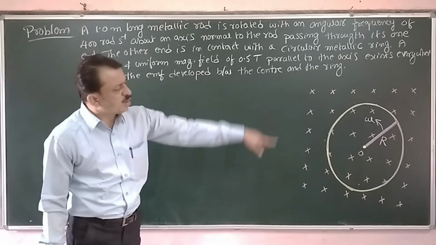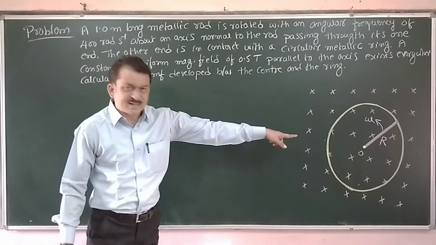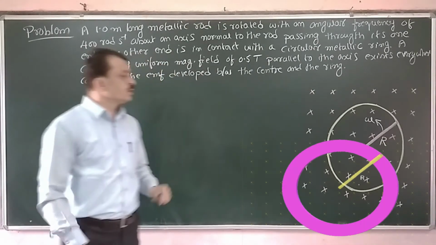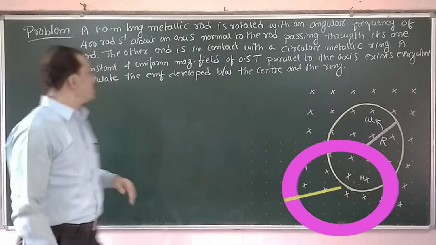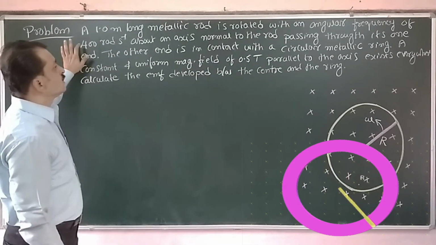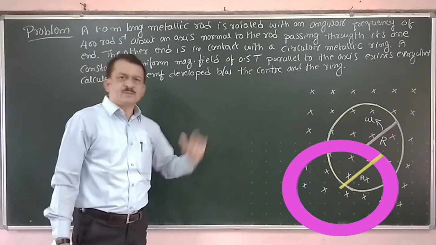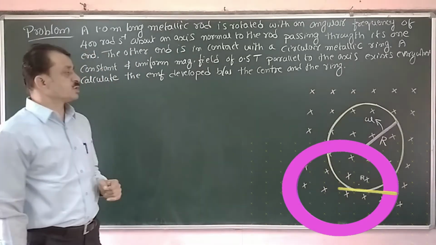Now here we have a rod of 1 meter length. Its one end is fixed at the center, the other end is in contact with a circular ring. Now that rod is rotated with a uniform constant angular frequency of 400 radians per second. We have to work out what is the EMF induced.